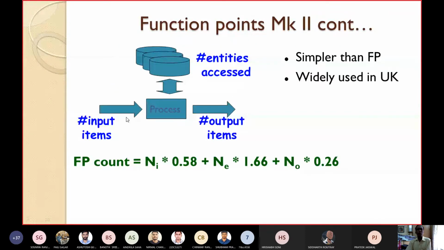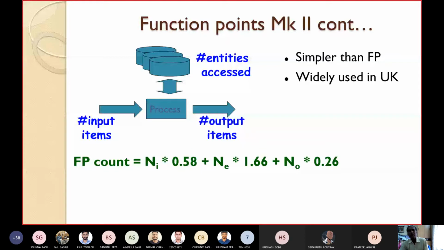So we have to give the number of input items NI to the process or to the model. Here this is the intermediate process. While this computation is done, it may assess different entities. Finally, it will produce the number of output items. So the function point count will be equal to NI into 0.58 plus NA into 1.66 plus NO into 0.26. This is a much simpler function point than the Albrecht function point. It is very widely used in the UK.